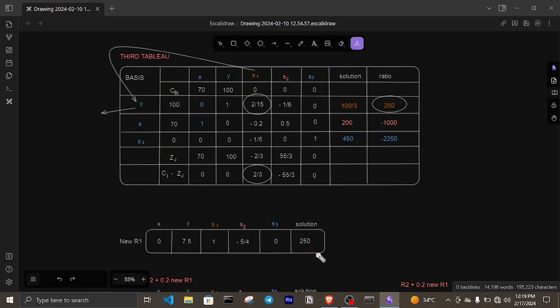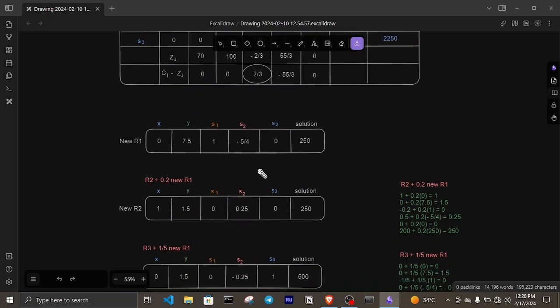The next thing to do is to make the value under it 0. So how do we do that? We are going to take the row 1 plus 0.2 times the new row 1. How do we do that?